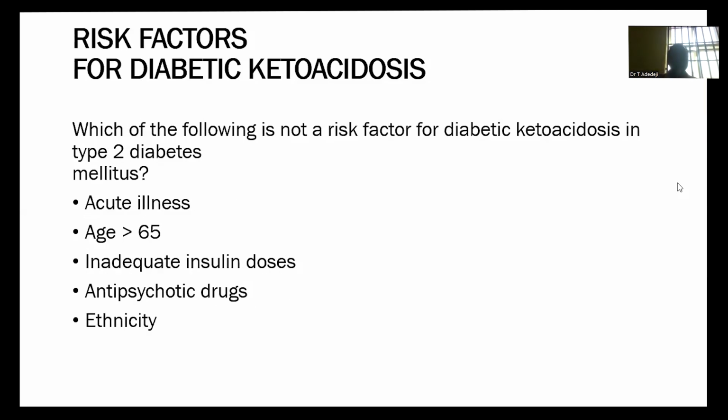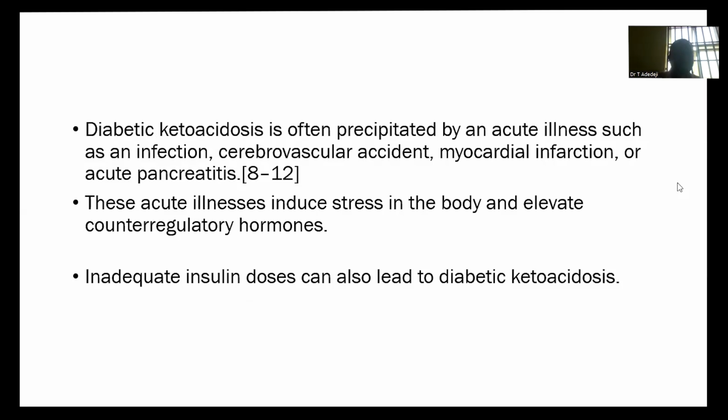So these risk factors for diabetic ketoacidosis will be acute illness, age greater than 65 years, inadequate insulin doses for those that are on insulin, antipsychotic drugs, or ethnicity. Again, let's look through these possibilities. Diabetic ketoacidosis is often precipitated by an acute illness, such as an infection, cerebrovascular accident, myocardial infarction, or acute pancreatitis.